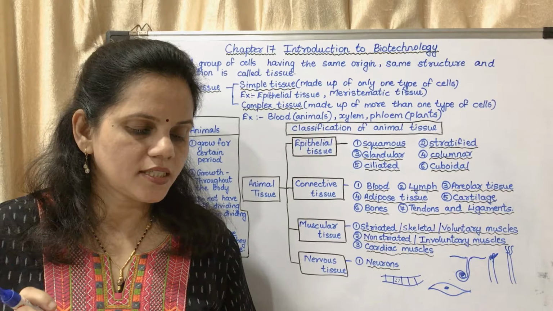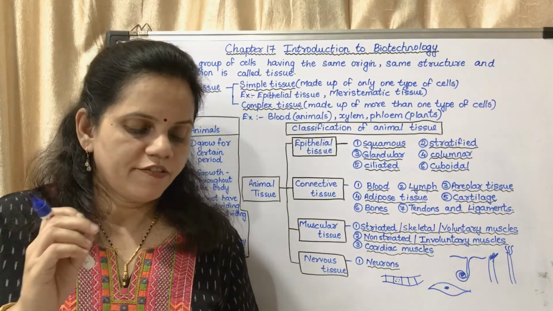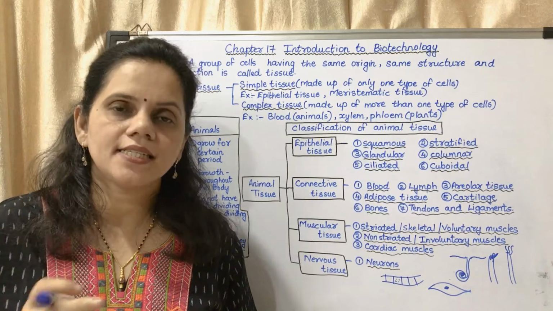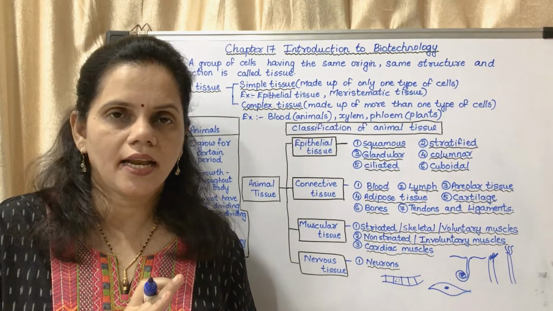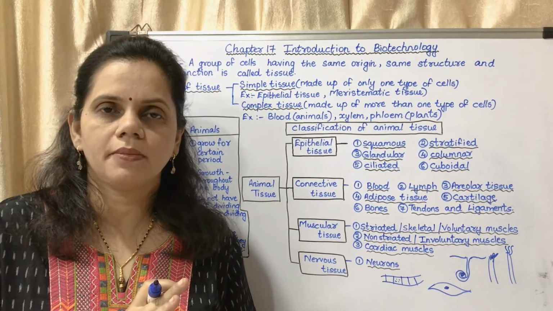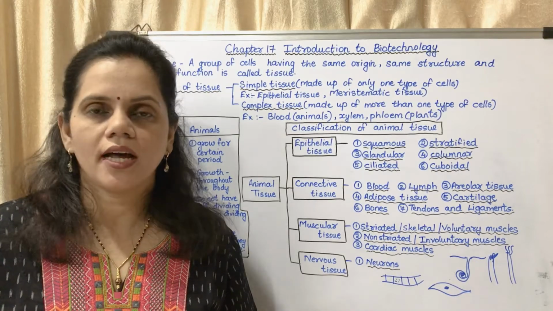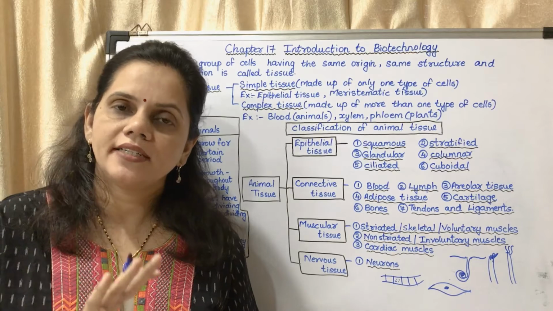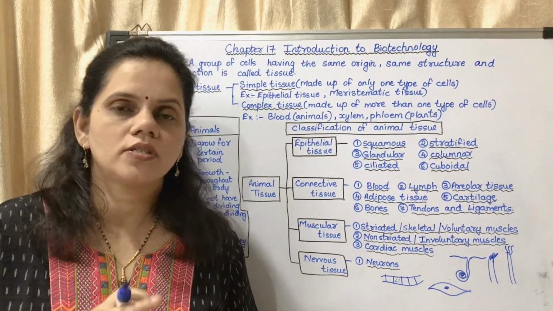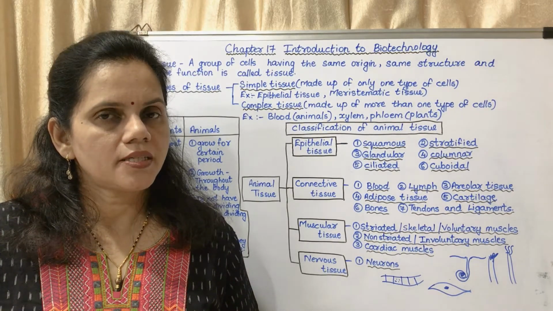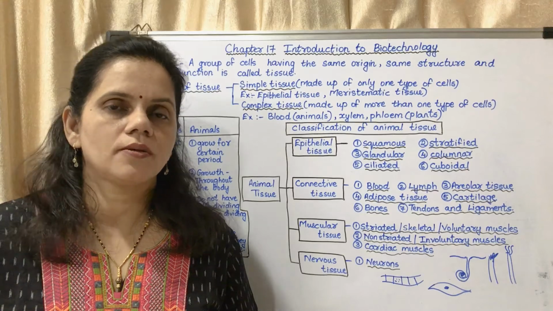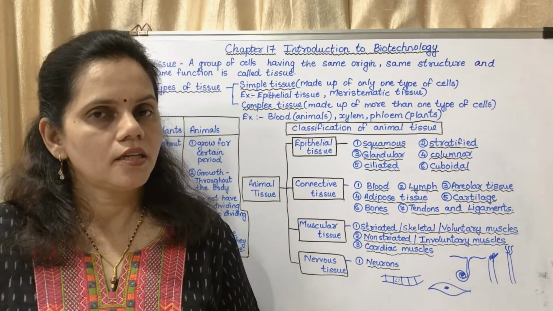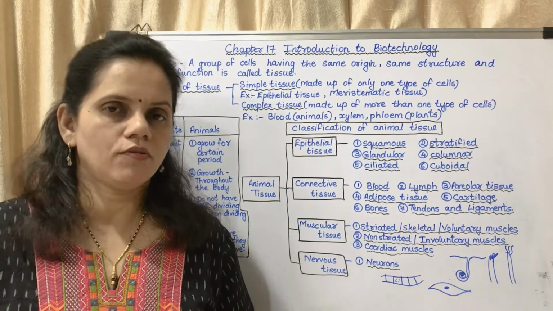The first point is the one which has been given in the table. The second is there are dark and light bands on striated muscles. There are no dark and light bands on non-striated muscle. Striated muscles are attached to bones. Non-striated muscles are not attached to bones. Striated muscles are voluntary. Non-striated muscles are involuntary.